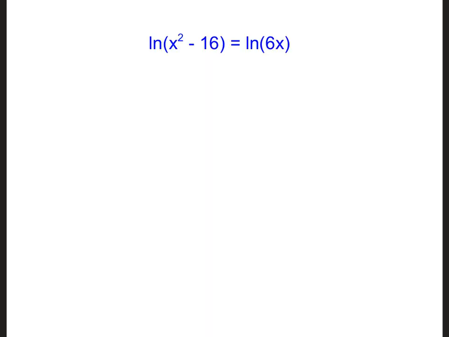All right, our first problem, we have the natural log of x squared minus 16 equals the natural log of 6x. Now remember, our first step was to make sure that we had the same base. Notice this one has a natural log and this one has a natural log. Since those are the same, we can just set whatever's in the parentheses equal. So we're going to do x squared minus 16 equals 6x.